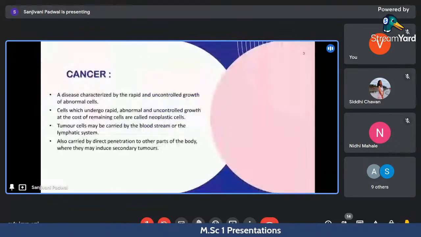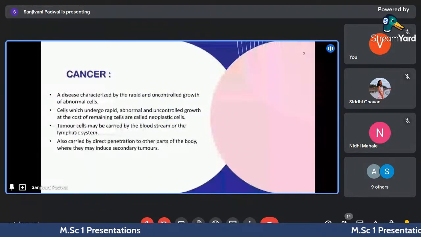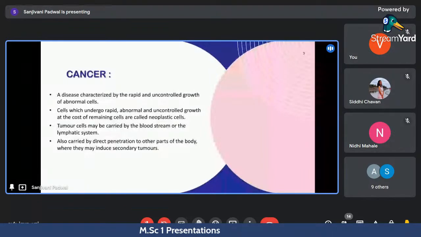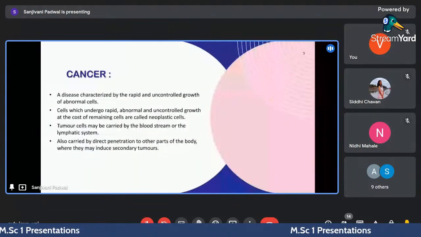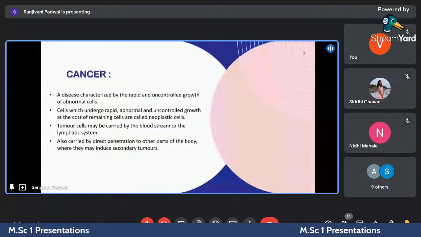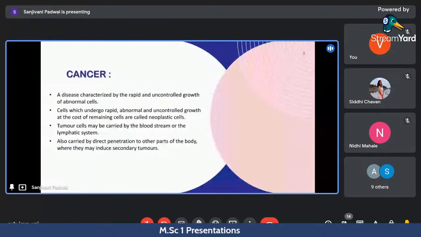So what is cancer? Cancer is a disease in which some of the body cells divide rapidly, abnormally, and uncontrollably, and they can invade nearby tissue and spread to other parts of the body. A cell which undergoes rapid, abnormal, and uncontrolled growth at the cost of remaining cells is called a neoplastic cell. The growth resulting from the division of such cells is called neoplastic growth or tumors.